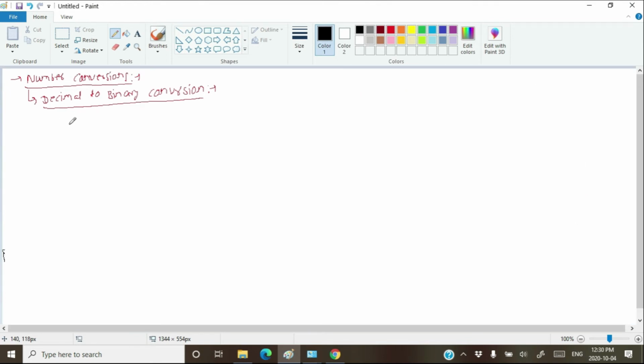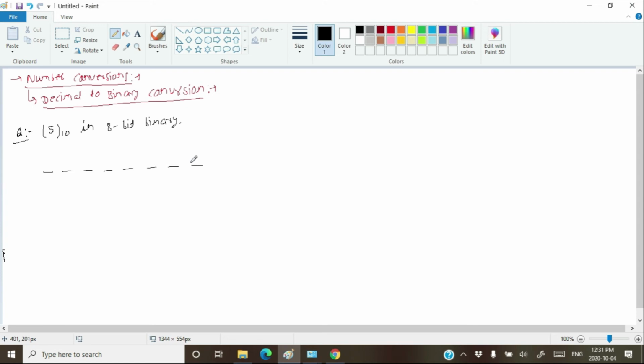Now let's see one more method of decimal to binary conversion. You have to convert 5 in decimal to 8-bit binary. Here the number of bits is fixed, that is, in how many binary bits you have to convert 5. How many binary bits do you have? 8 bits. So take the positions for 8 bits.